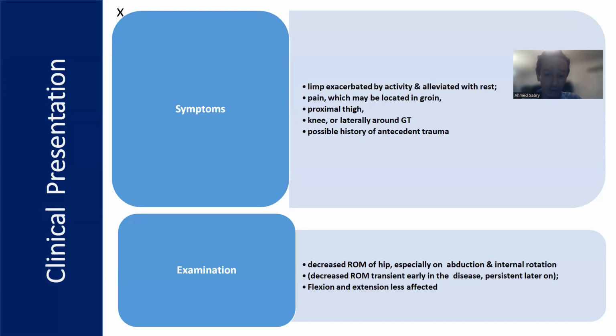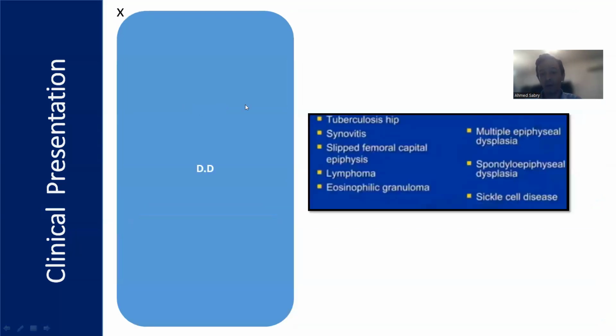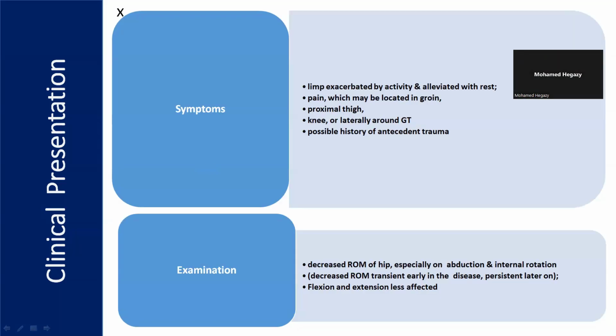Also, there's decreased range of motion. It's transient in the disease and it can be persistent later on, even once the patient is healed. Flexion and extension is less affected, so it's mostly internal rotation that's affected. We also have to think of the differential diagnosis. ممكن يبقى single. قبل ما نسيب المنطقه دي يا احمد، تمام.